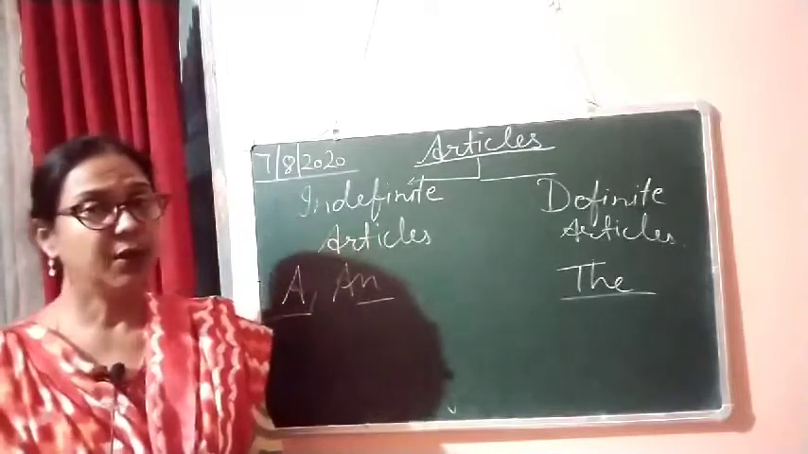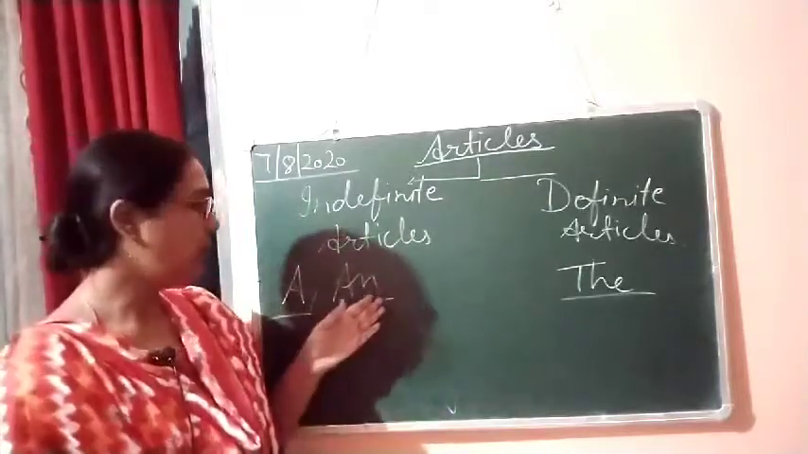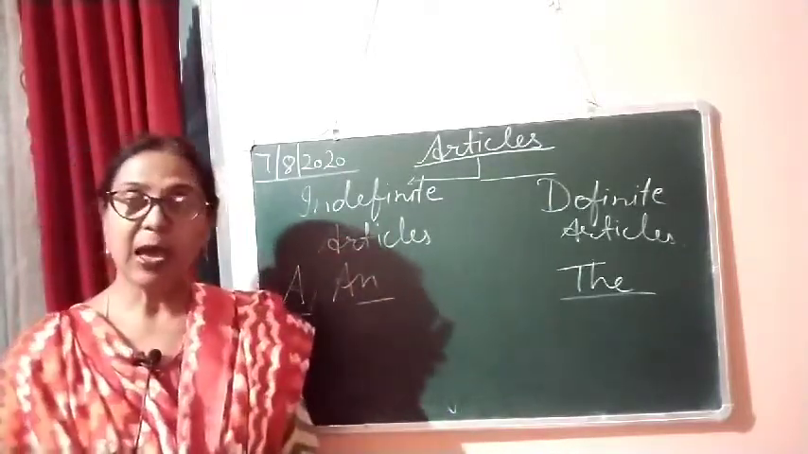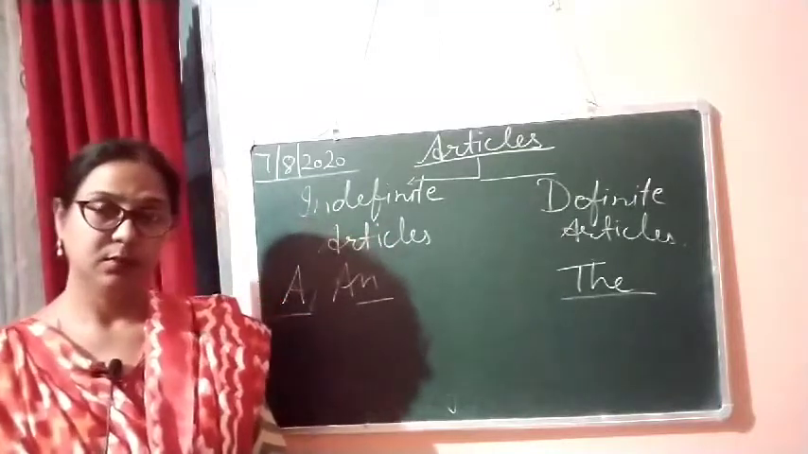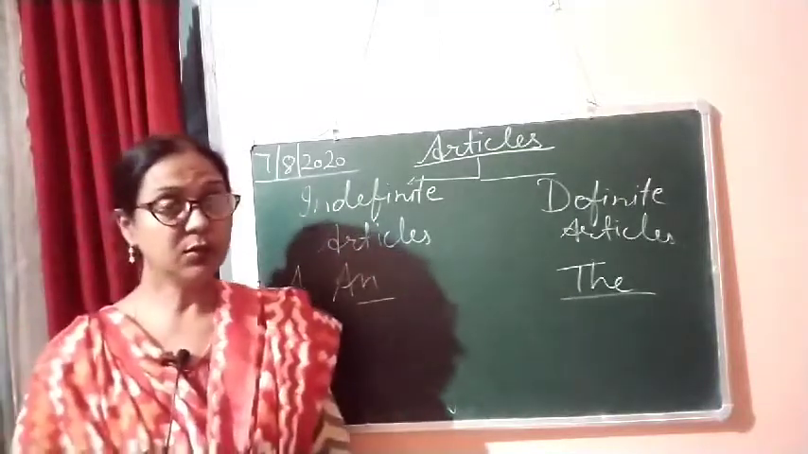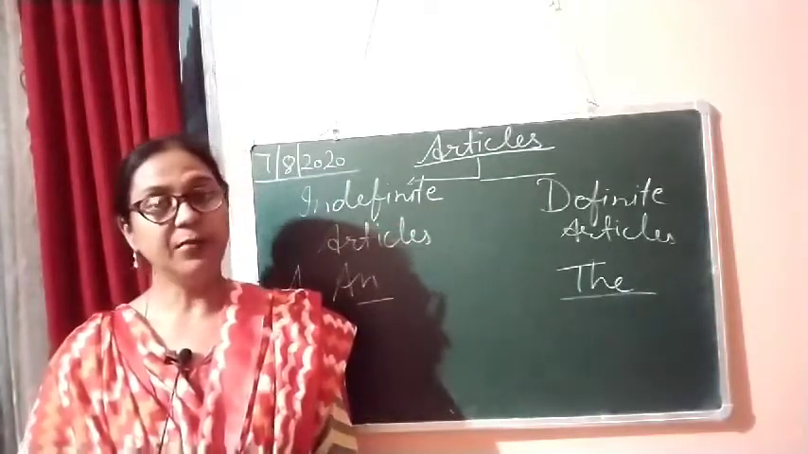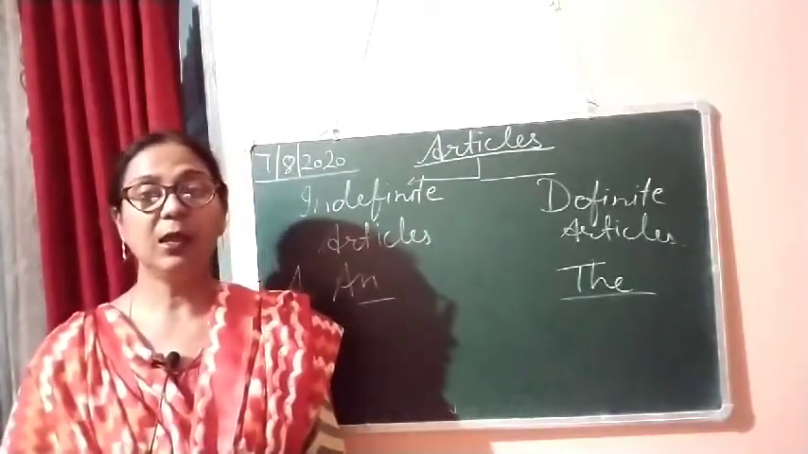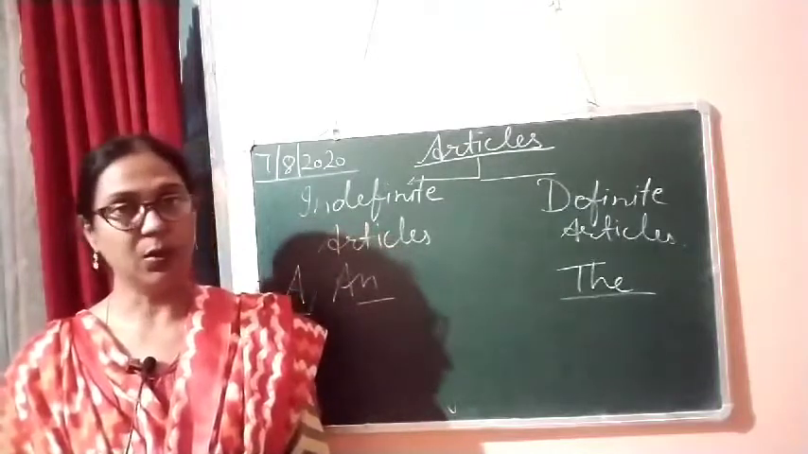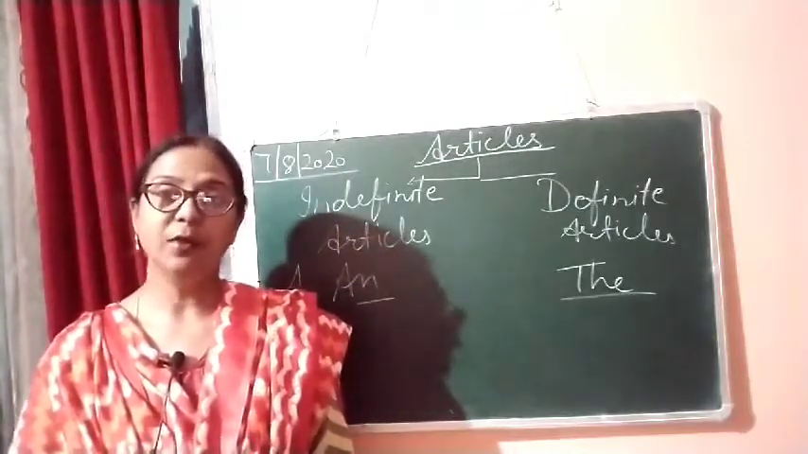And now we are going to discuss an. An, as you all know, is used before a vowel. And there are 5 vowels, A, E, I, O, U, as you all know. Before vowels, an is used.